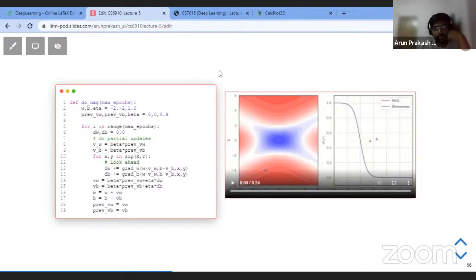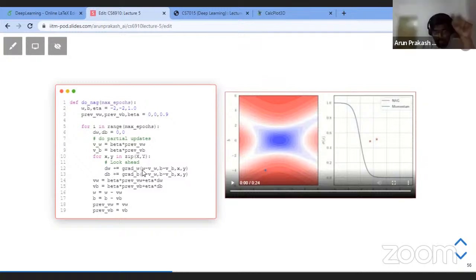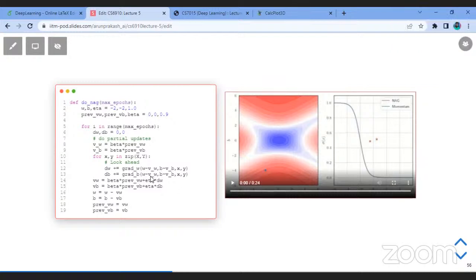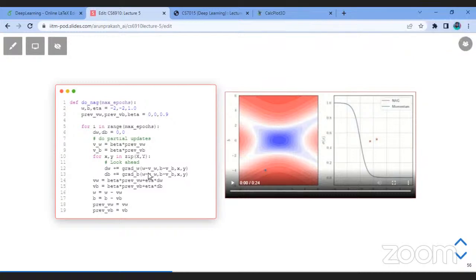Sorry, I am not able to understand your question, Aditya. So we are calculating look ahead. Yes, sir. There are 2 things, one is dW and another one is dB. Yes, sir. So there will be 2 answers, no? Yeah, we have to compute dW and dB, then use these 2 values to compute the look ahead.